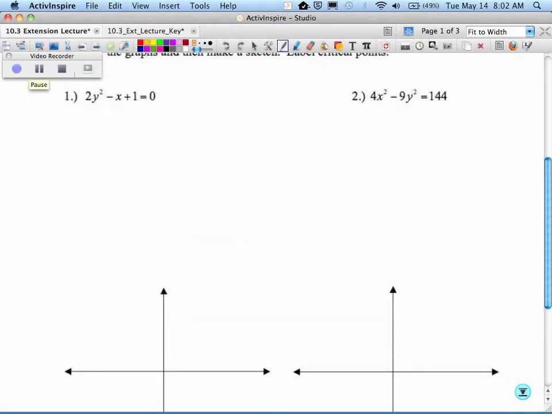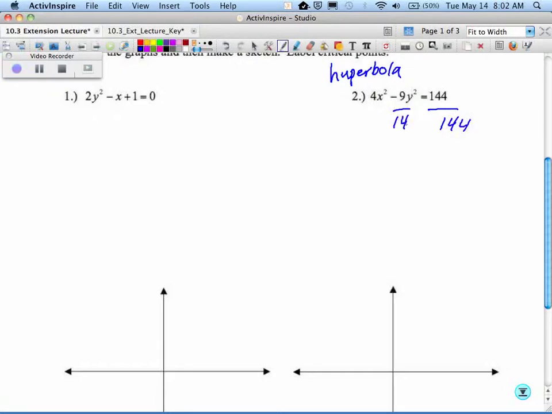Because one of the extra y's is squared, it's a hyperbola. We know that. And you divide by 144. Divide everything by 144 to get it equal to 1.